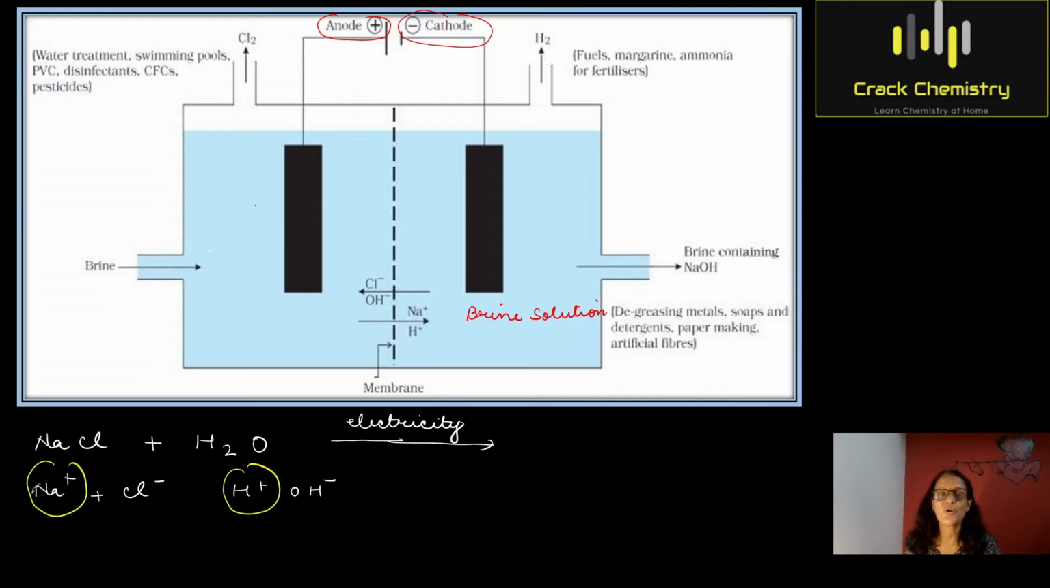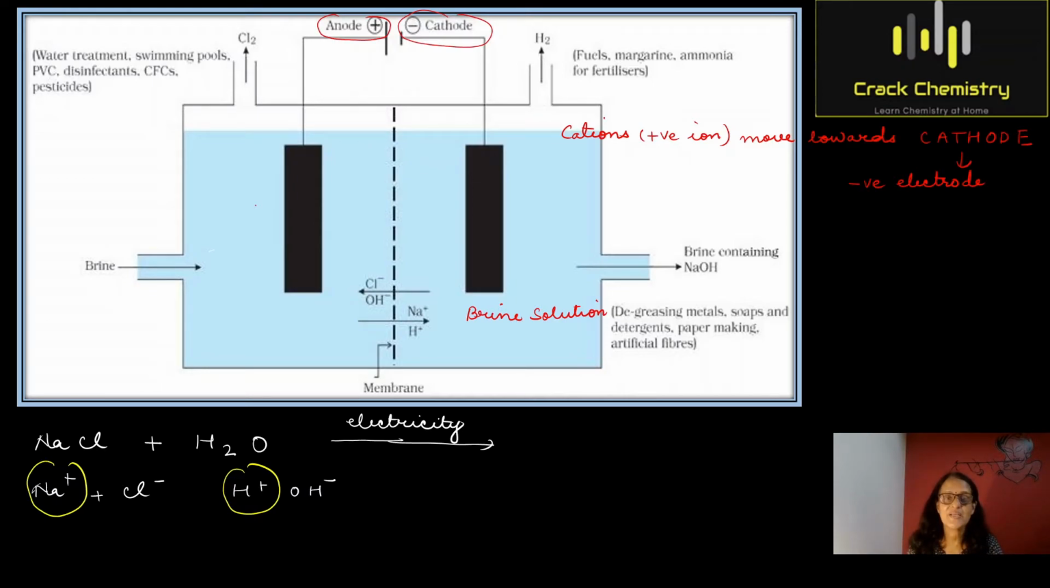So cathode, all of you know, is the negative electrode. On the negative electrode, which ion will move? Positive ions will move. So always remember that cations have the positive charge. Positively charged ions will move towards the negative electrode, which is the cathode. Just now we discussed that sodium ions and hydrogen ions, which are cations, are available to move towards the negative electrode, which is called the cathode.